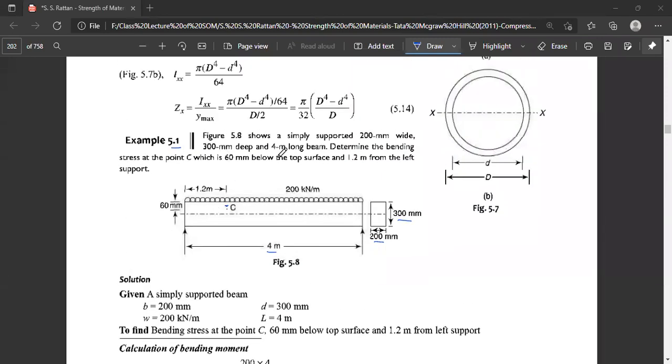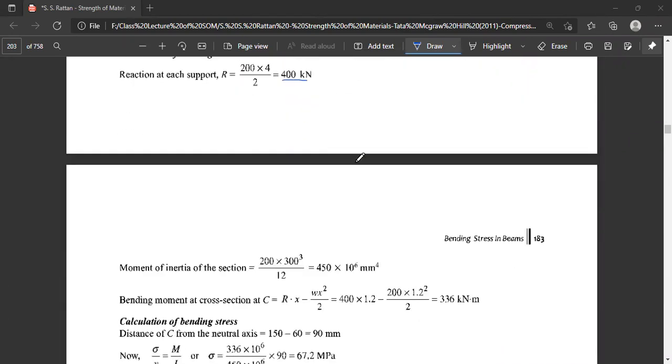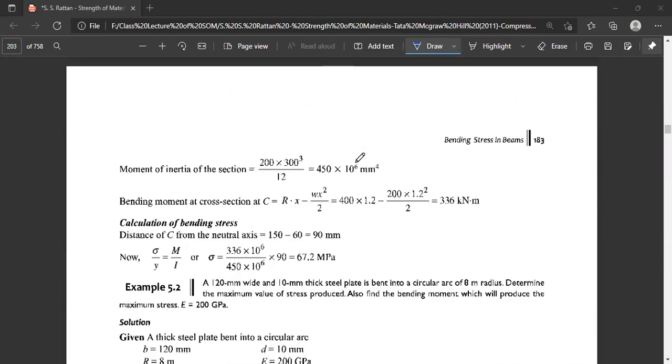x is given at a distance 1.2 from the left end. So we put the value of x equal to 1.2 meter, where R is the reaction we have calculated, that is 400, and w is 200 kilonewton per meter. So 400 into 1.2 minus 200 into 1.2 squared by 2. That is equal to 336 kilonewton meter. So the bending moment at the section x is 336 kilonewton meter.